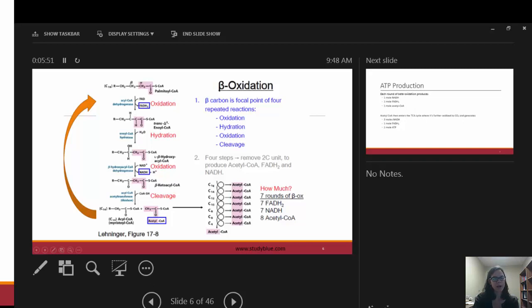However, if you think about it, when we get down to our last 4 carbons, we really just need 1 round of beta oxidation to separate those into 2 acetyl-CoAs. So the amount of acetyl-CoAs we get from oxidation of our fatty acid is really the number of rounds of beta oxidation plus 1. And hopefully this will become more clear when we move forward.